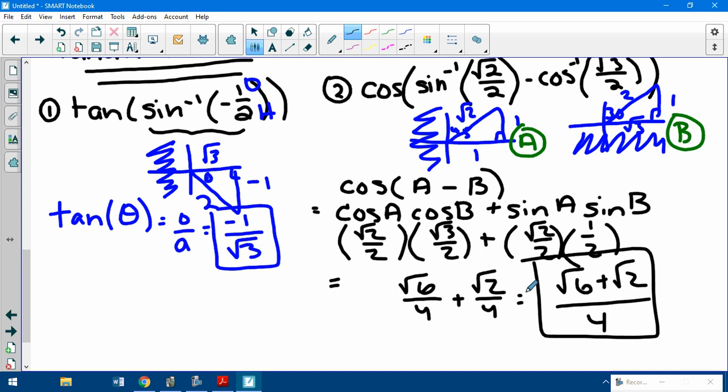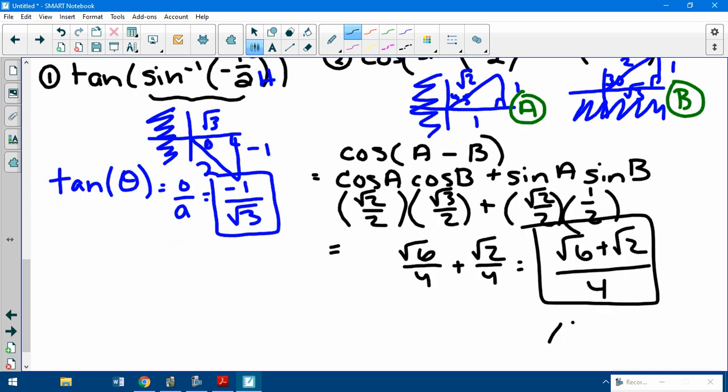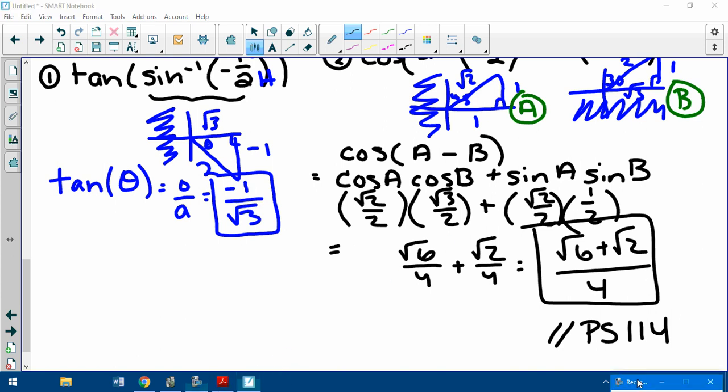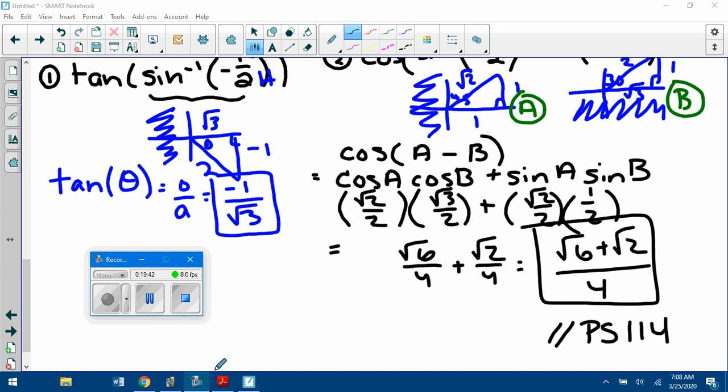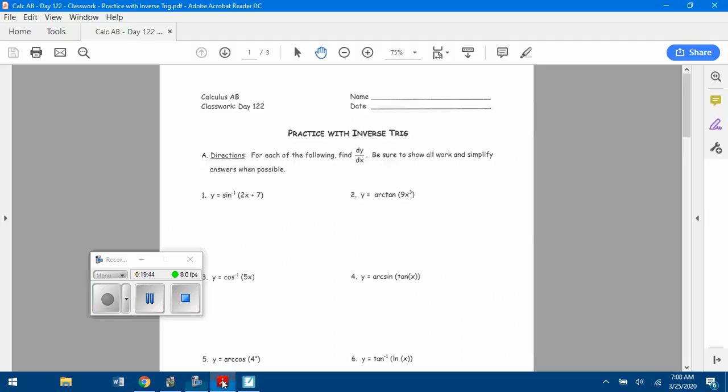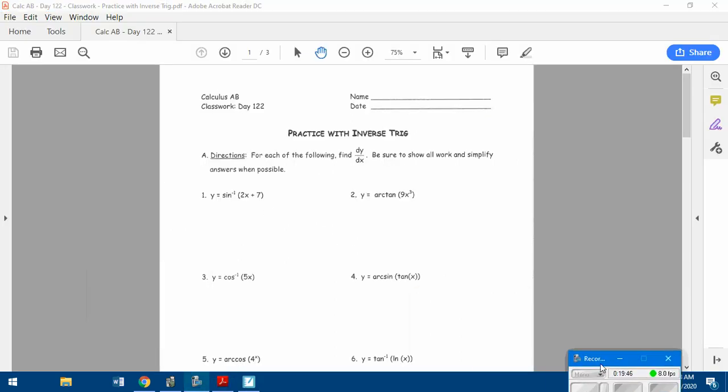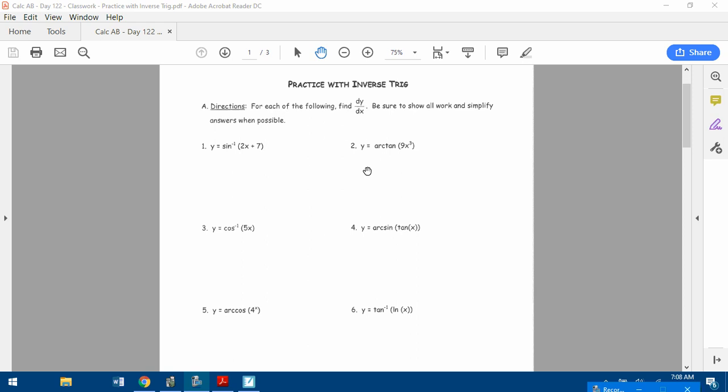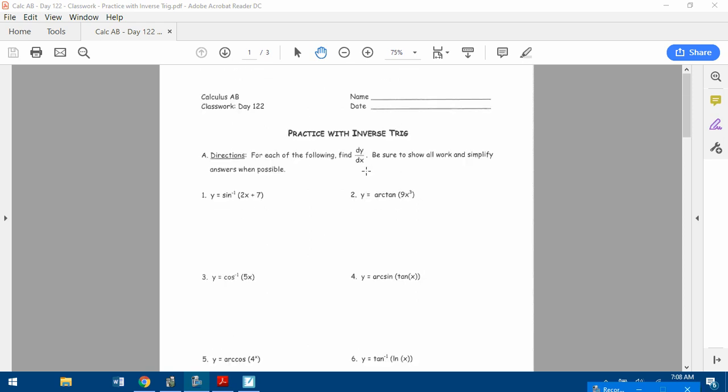All right. So I did those because in the next problem set that you do, so you can now do problem set 114, you'll have some questions like that. Okay. So what I want you to do for the rest of the day, because that was kind of a half period lesson, was go to your work packet, find the thing that says classwork day 122, practice with inverse trig, and I want you to do this worksheet.